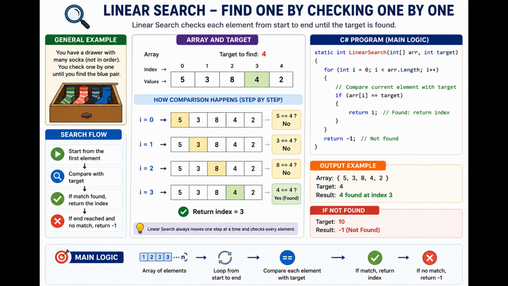So you start with the first element. You compare the first element with the second, the first element with the third, the first element with the fourth, until you find the match. And then finally you stop the search and allow the program to return the index.